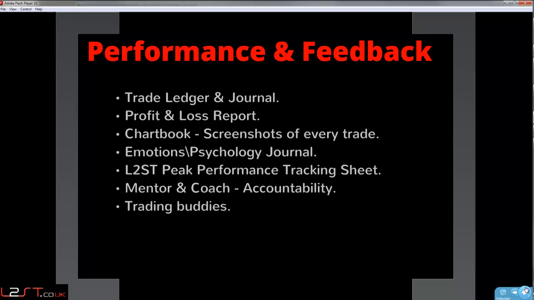So you record every trade at the end of the day. Record your thoughts and feelings in a journal at the end of every day. Keep a profit and loss report. Some of you guys have seen my profit and loss reports. If you need a template, I can send it to you. It's just a simple spreadsheet where you record your daily profit and loss.